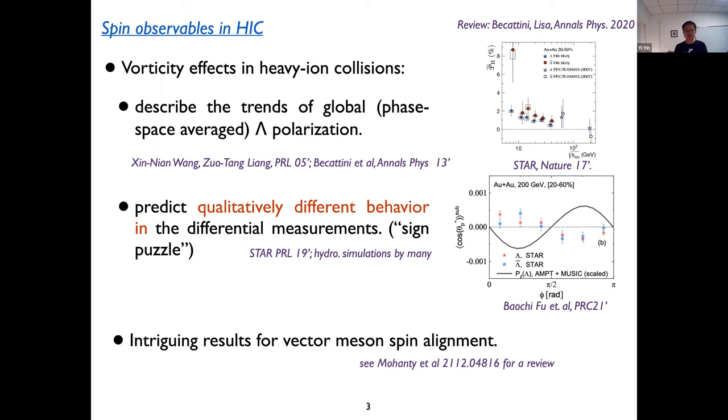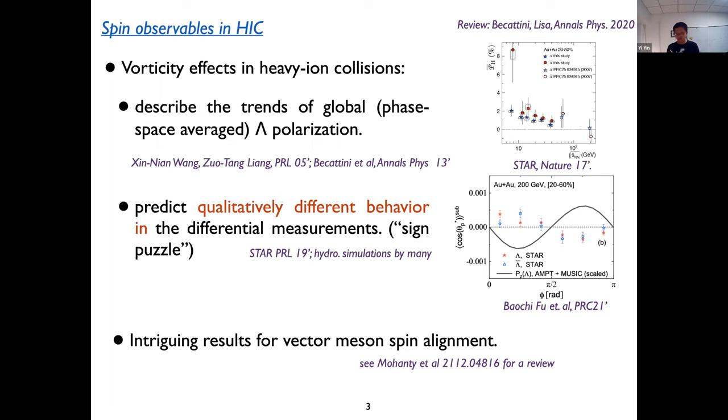In fact, in our experiment, you can also measure the polarization differentially, by which I mean how the direction of the polarization depends on the momentum, such as the rapidity and the pT, and perhaps, very importantly, how it depends on the azimuthal angle in the transverse plane.